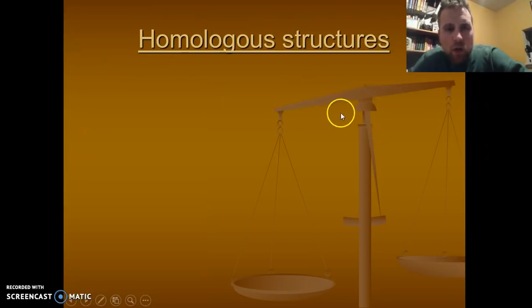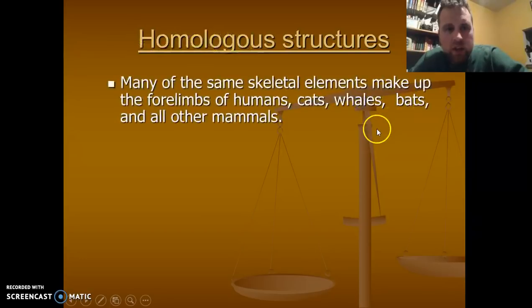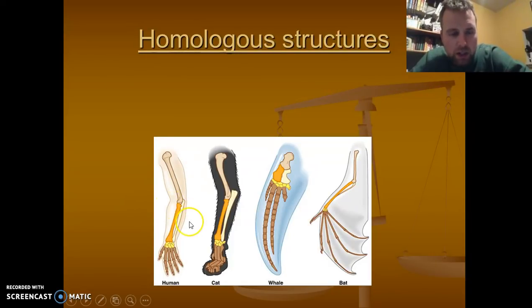Second piece of evidence is homologous structures. That's how you pronounce this word, homologous. So a homologous structure, basically, what we can use here is that many of the same skeletal elements make up the forelimbs of humans, cats, whales, bats, and all other mammals. What that means is that if you look at the arms of all these animals, they all look similar. So here's the picture that I have for you. So here's a human arm, cat, whale, and bat.